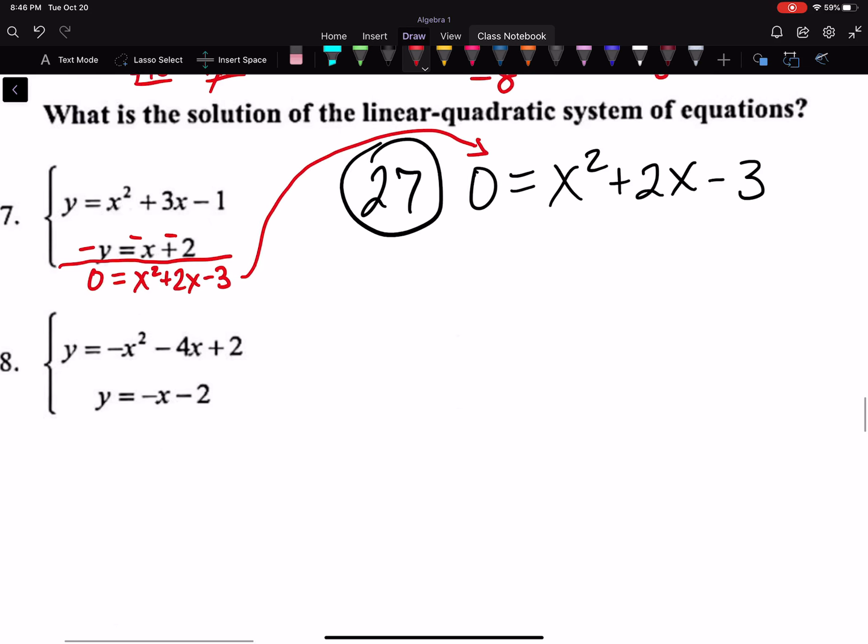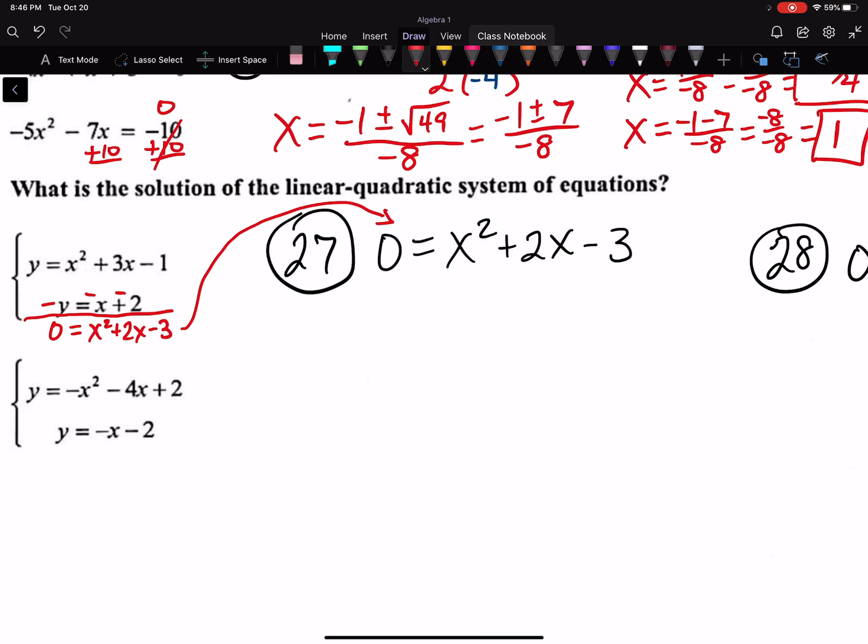Okay, and then from this point, you can graph, you can factor, or you can use quadratic formula. You can do a whole bunch of things. You can complete the square if you're nuts and want to do that. Be my guest. I'm going to factor because it is the quickest and easiest. Two numbers that multiply to be -3 and add up to 2 would be +3 and -1. So my answers are x equals -3 and x equals +1.